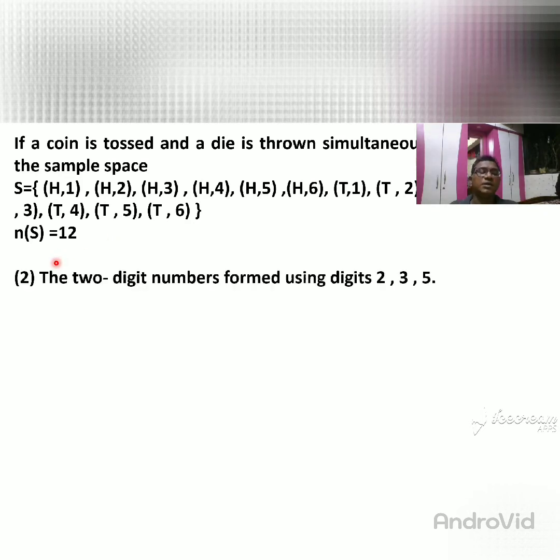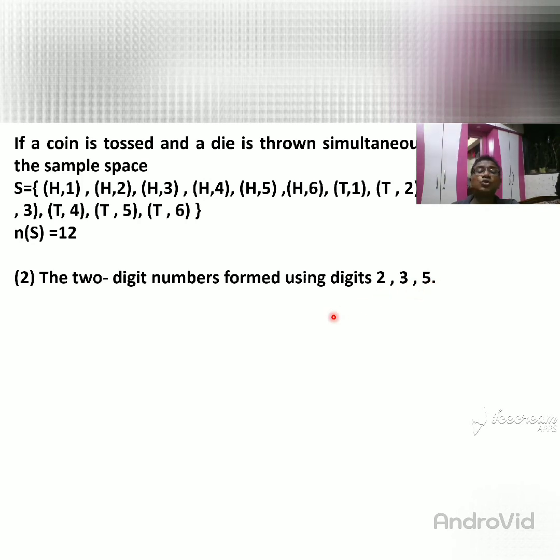Then there is another problem given here: two digit numbers using digits 2, 3 and 5. So see here how you make two digit numbers. That number having two places, one is the unit place, another is the tens place. In such a way, if you start from 2, then there is 23, 25. Then 32, 35. Then 52, 53.